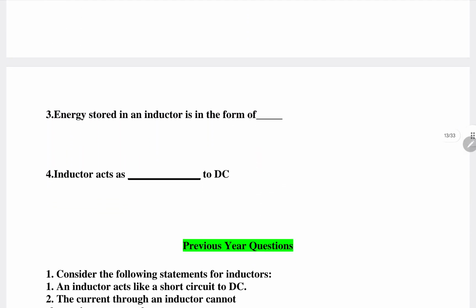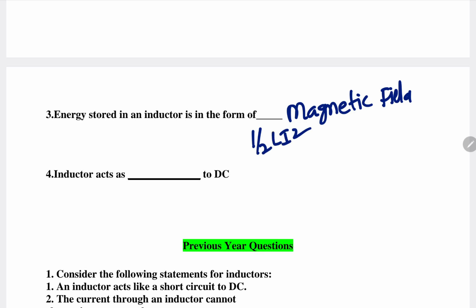Next, energy stored in the inductor in the form of magnetic field. An inductor stores the energy in the magnetic field. So what is the value of energy stored in the inductor? Half Li square. And an inductor acts as dash to the DC. That means whenever a DC power supply is given to the inductor, what is going to happen?